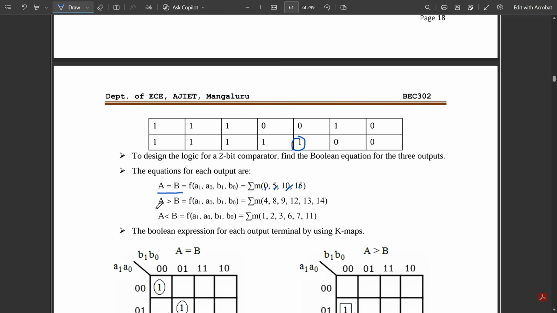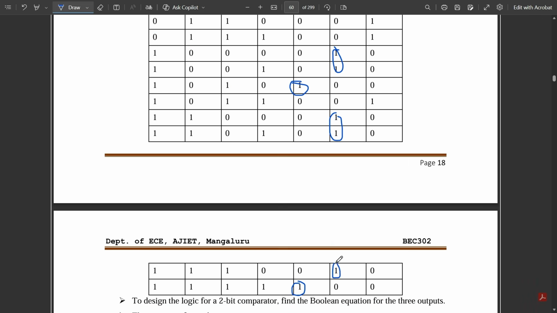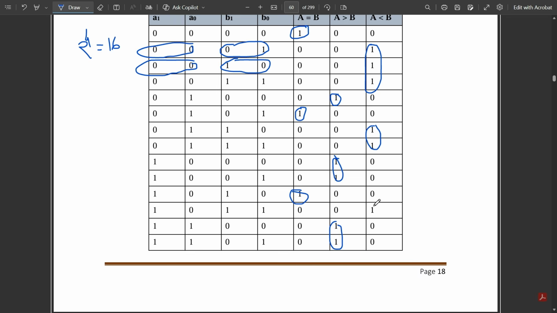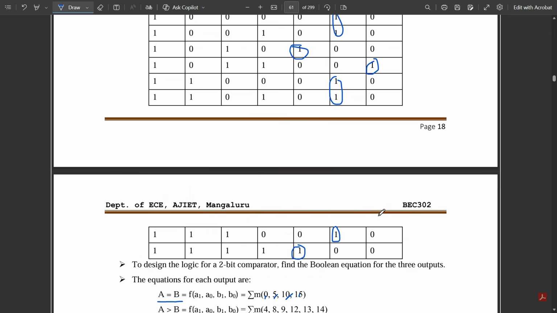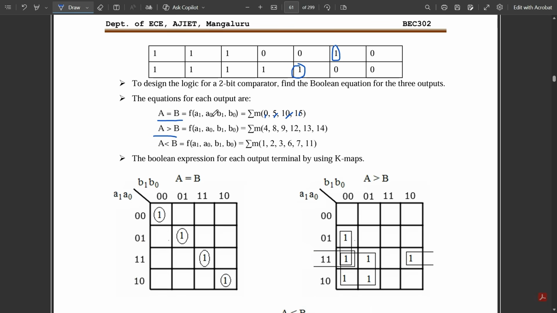Similarly for A greater than B, it is 4, 8, 9, 12, 13, 14. See here, 4, 8, 9, 12, 13, and 14. Similarly for A less than B, it is 1, 2, 3, 6, 7, 11. So like this the expressions are written.